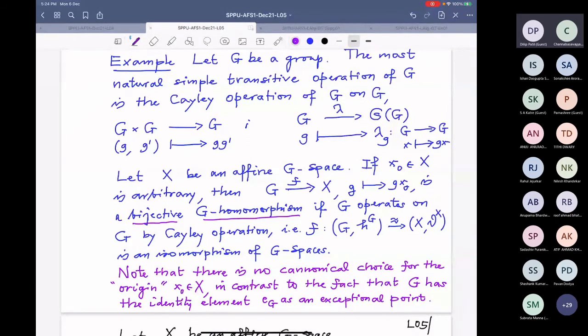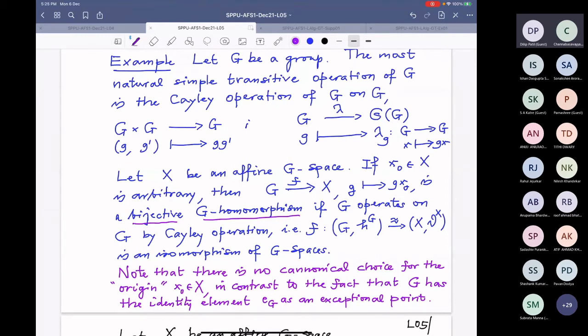So suppose g and g prime go to the same element. I am telling the proof orally. g is going to g x naught, g prime is going to g prime x naught, and we are assuming g x naught equals g prime x naught. What do we want to conclude? We want to conclude g is g prime. Well, then you multiply this equation by g inverse. On one side you get x naught, on the other side you get g inverse g prime x naught. That means g inverse g prime keeps x naught fixed.